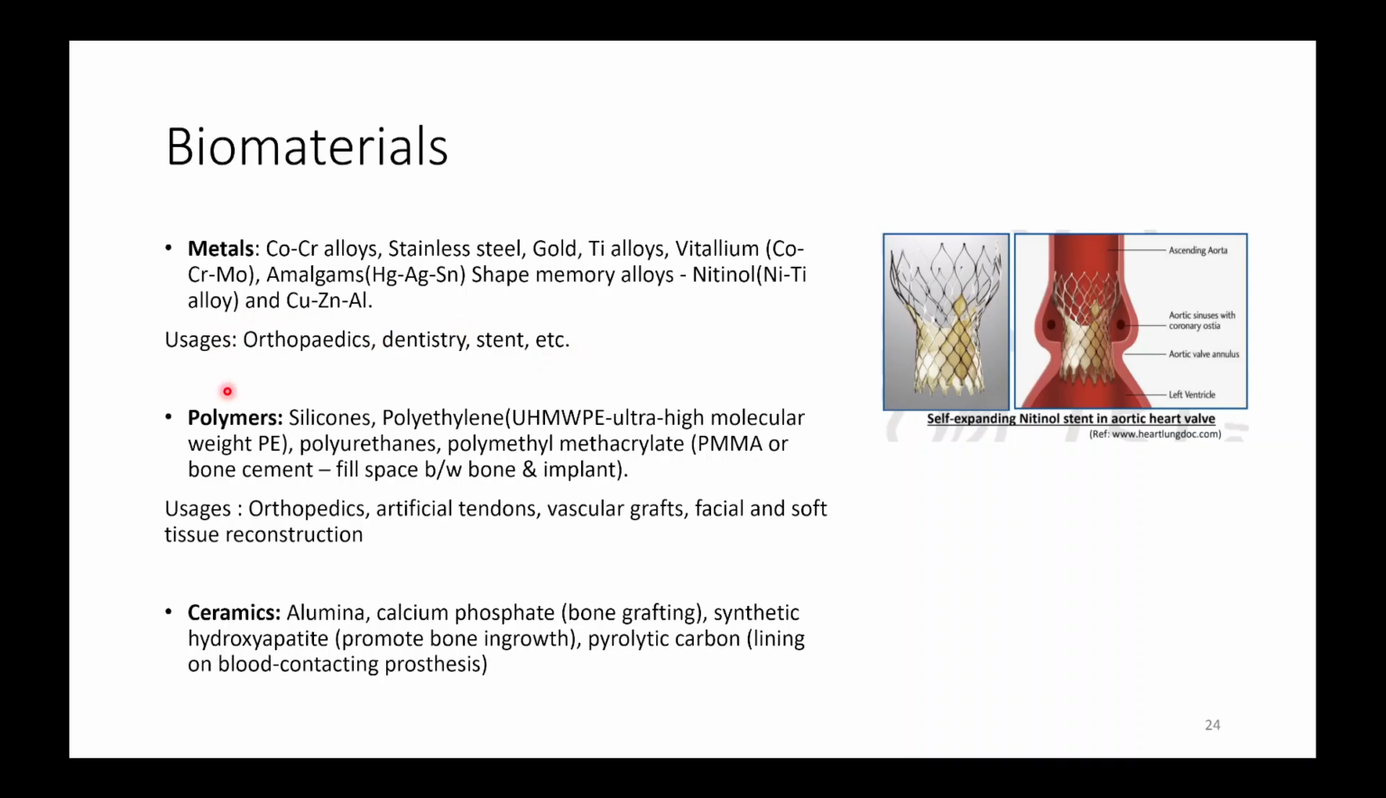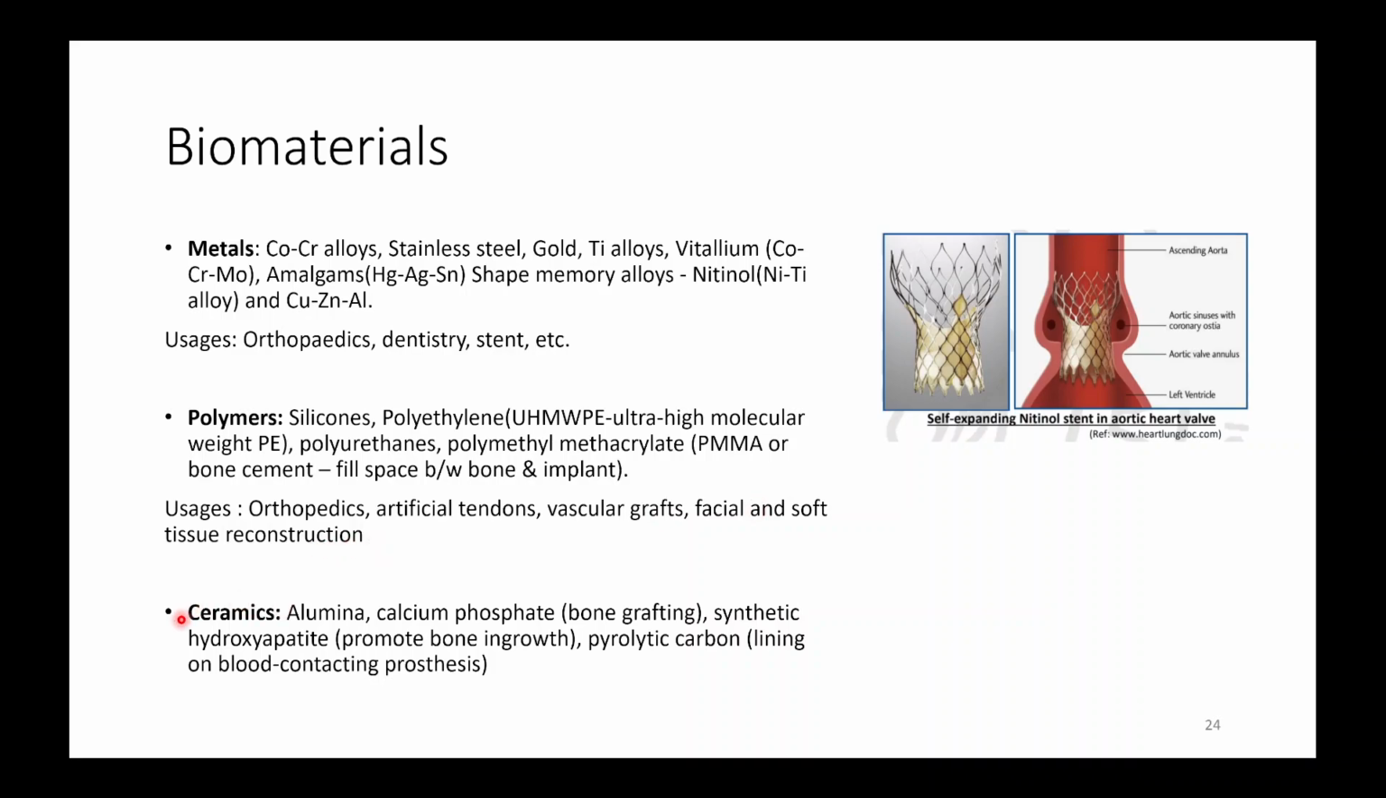And others are polymers. These are silicones, polyethylene, and polyurethanes, polymethyl methacrylate PMMA, which was asked in the question, and these are used as bone cement, as it will be filling space between bone and implant, and these can be used as orthopedics, artificial tendons, vascular grafts, facial or soft tissue reconstruction.